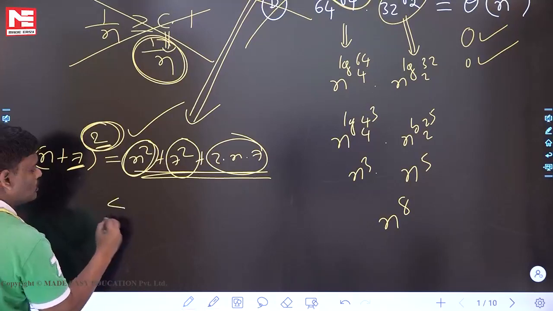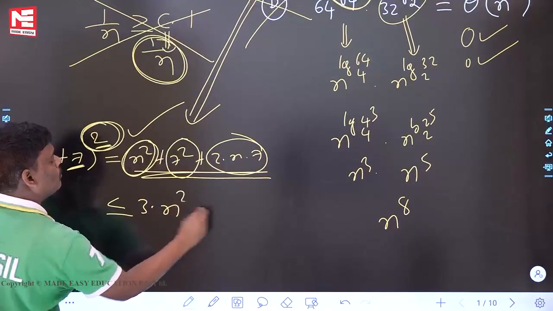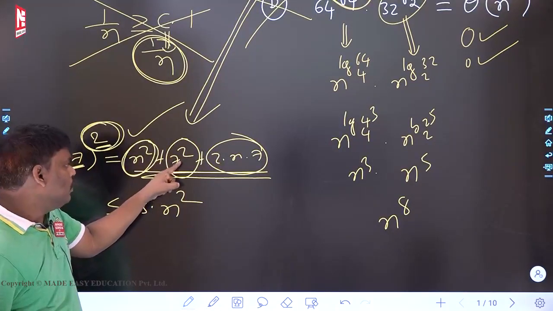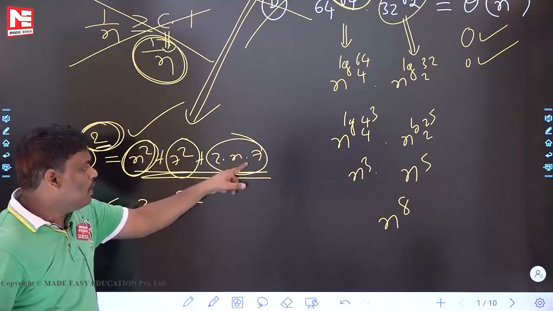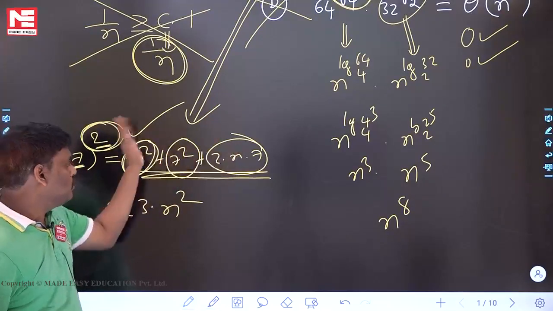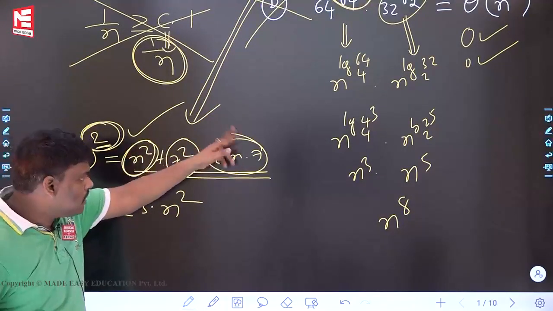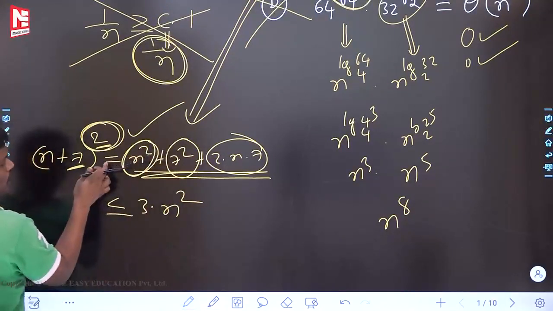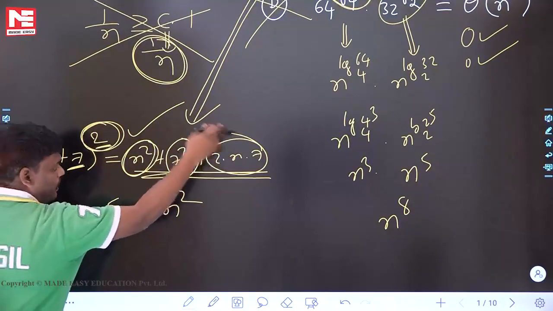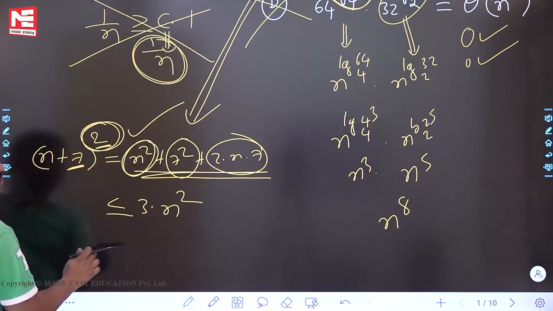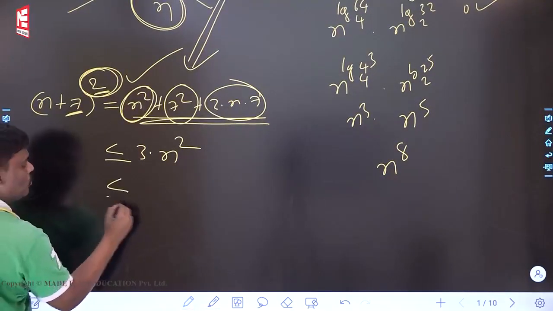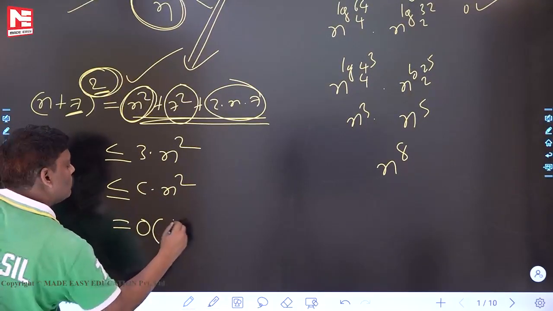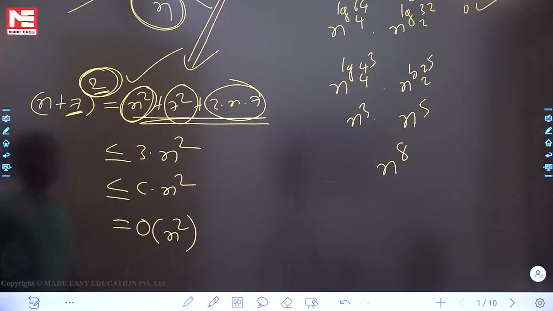This can be written as less than or equal to 3 into n square. Because I took a little bit bigger: even though here is 7 square, I took n square. Even though here 2 into n into 7, I took n square. Totally 3 n square came. Because I took a little bit extra, it is less than or equal to. If I don't take more, if I don't take less, then equal. So it became less than or equal to 3n square. This can be written as less than or equal to some c into n square. This is nothing but big O of n square.